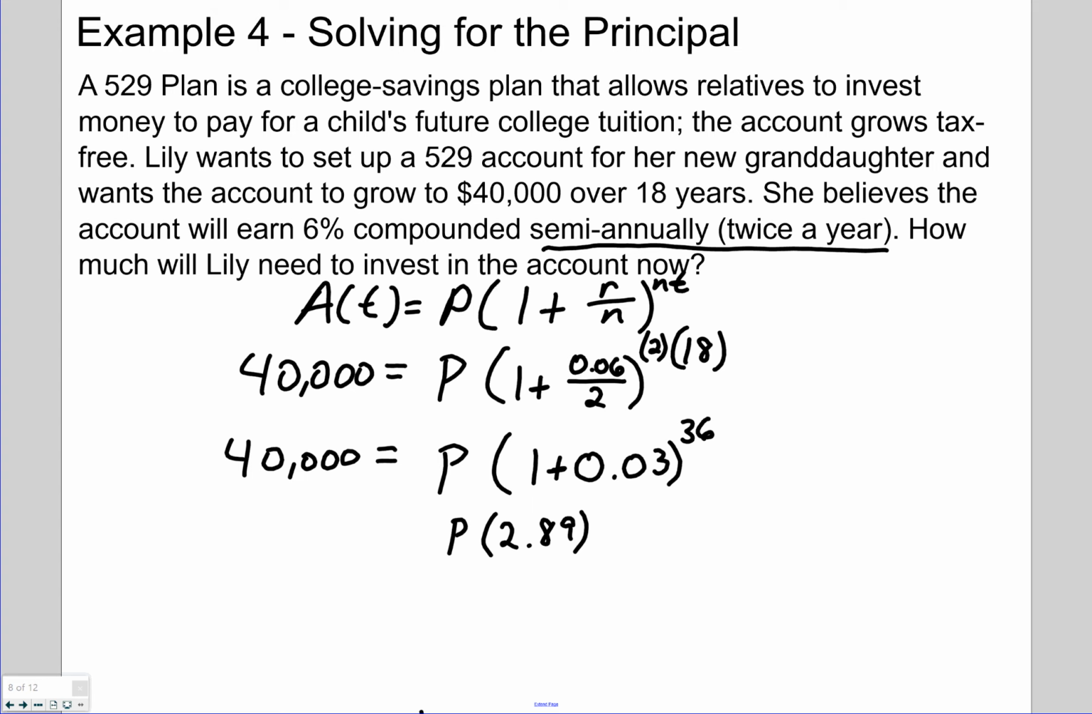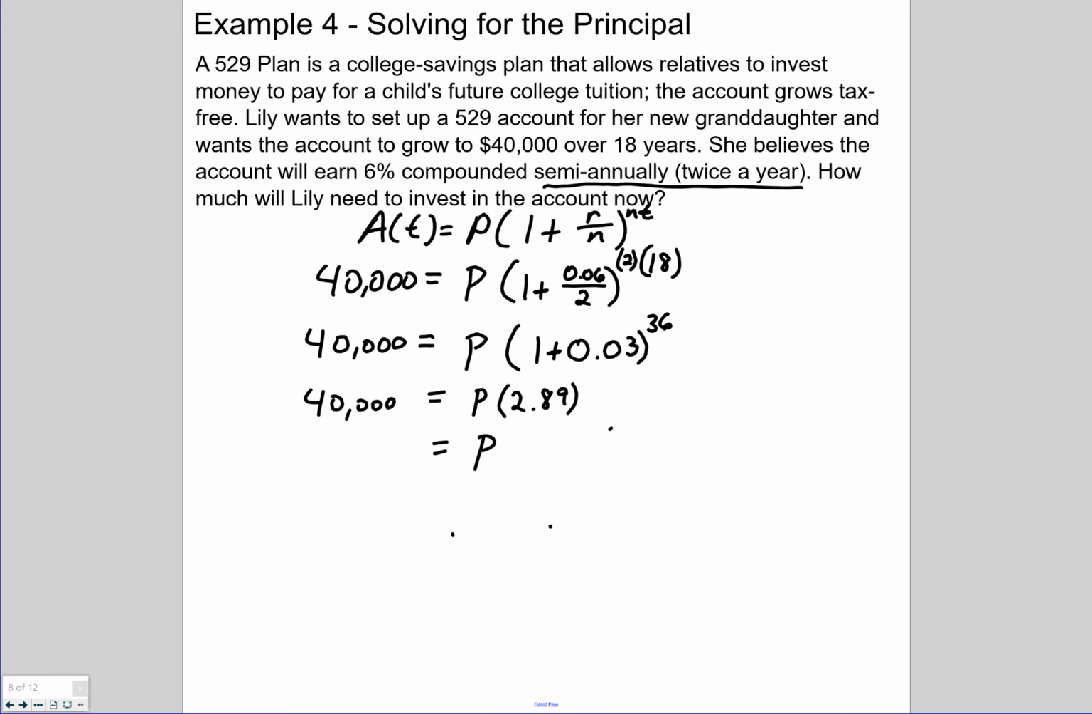2.89? It's rounded, right? So when you do your division here, when you divide both sides by 2.89, make sure you're dividing by the entire number. These calculators are really good about that. You can literally hit 40,000 divided by and then go up and hit that long number. If you need help with that, let me know. All right, so what does P equal to? How much money does Lily need to put into the account so her granddaughter, fresh baby granddaughter, has $40,000 towards her tuition in college?